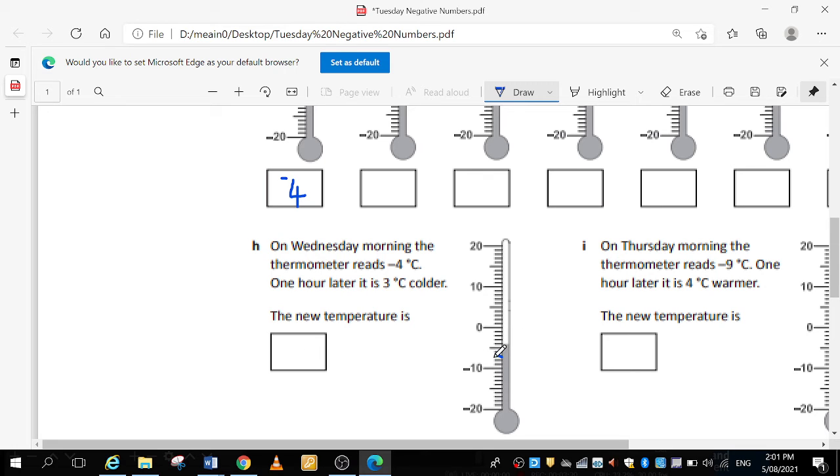So here is where I need to figure out what will my answer be. I want you to figure out what that is and write it in for me. I'm not going to tell you. And then you need to do the same thing over here. Except instead of getting colder, we are getting warmer. So we are going to move up the thermometer.